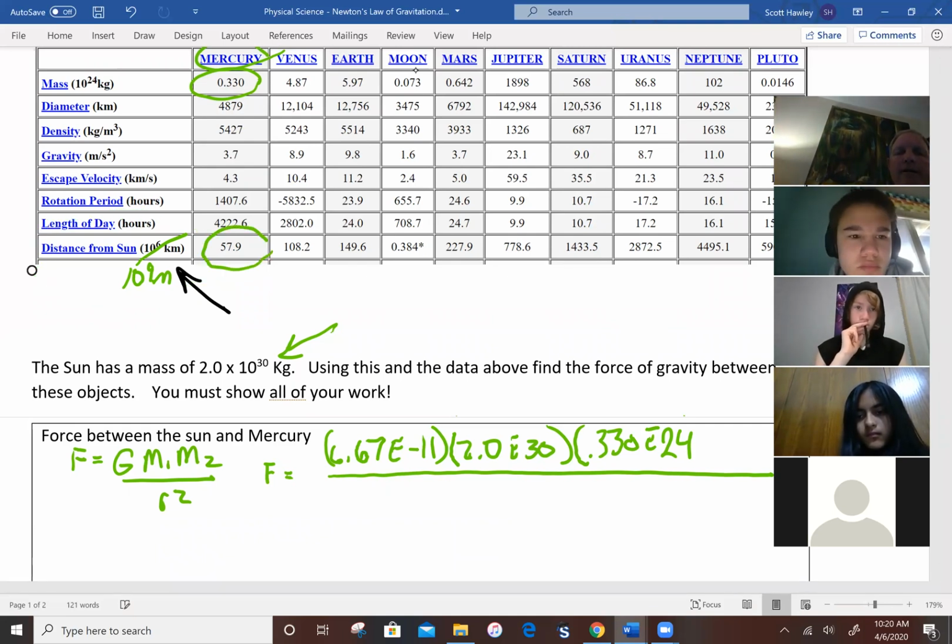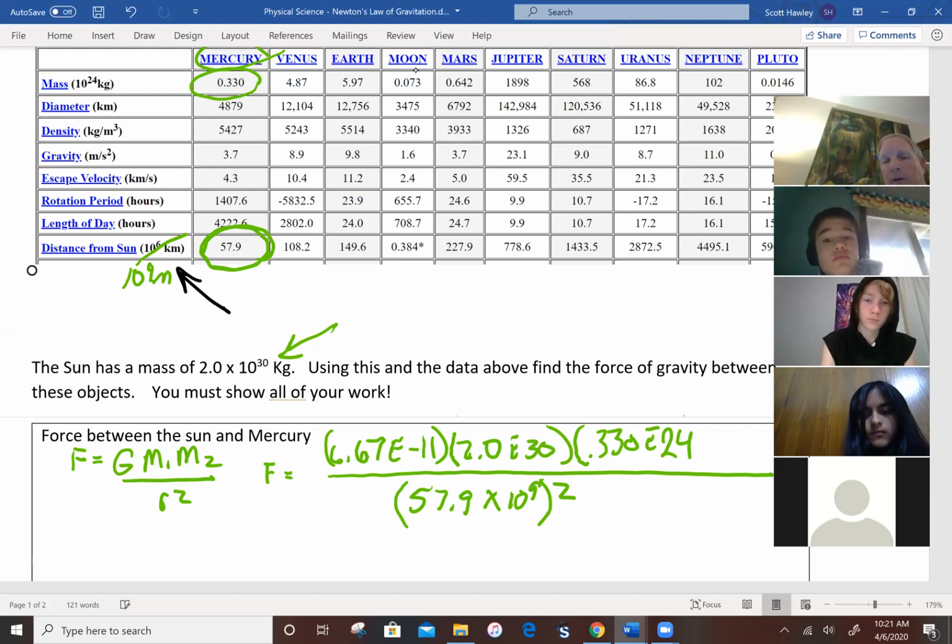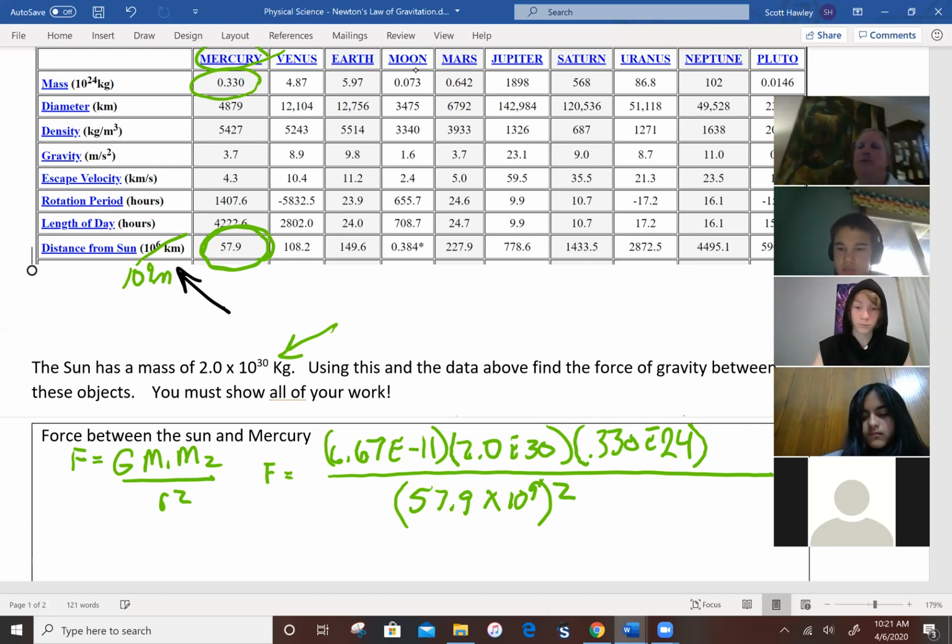Okay, now look right here. It says that Mercury is 57.9 times 10 to the 9th meters. Now we've got to square that. All right, so now all you have to do is calculate it. You're going to take 6.67 times 10 to the negative 11th times 2 times 10 to the 30th times 0.330 times 10 to the 24th, and you're going to divide it by 57.9 times 10 to the 9th squared. Okay? This is using Isaac Newton's law of gravity.